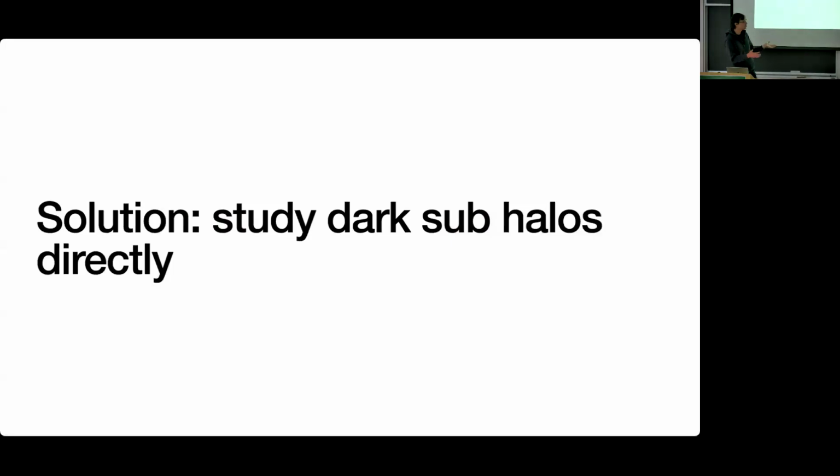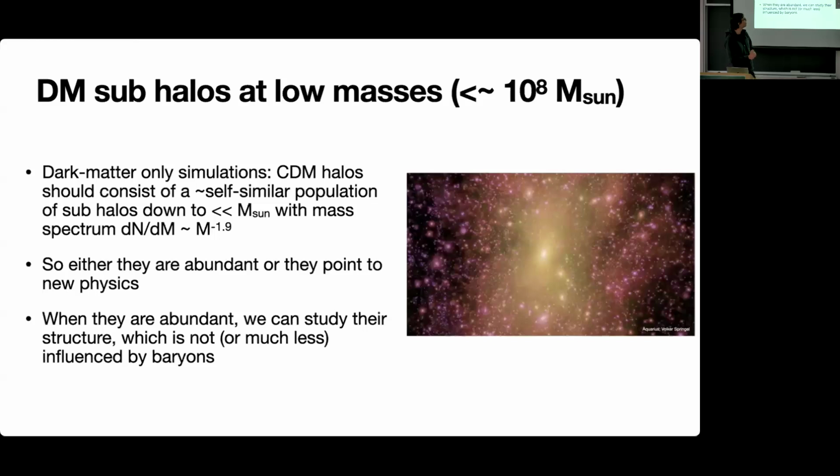And so the solution is to just study dark matter subhalos directly, starless dark matter subhalos, because then, it's not like baryons don't have any effect, but there's going to be much less effect if there are no baryons in the thing you're looking at. So there are things we can do. There should be dark matter subhalos below 10^8 solar masses or so. There should be basically no stars in these, certainly if we go a little below that, but even at this mass, these are completely dark objects. They should be very abundant in dark matter halos, and so we have this mass spectrum that we expect.